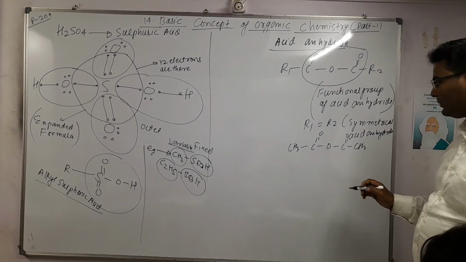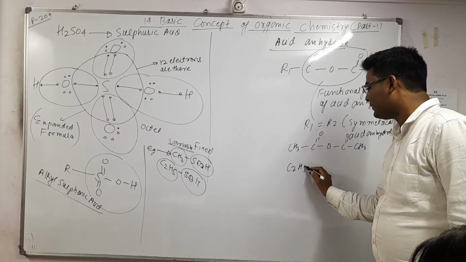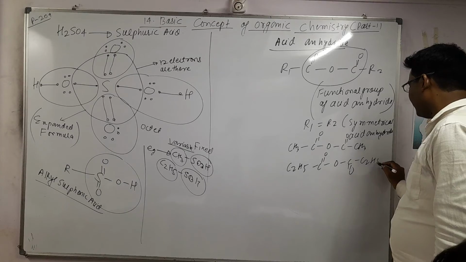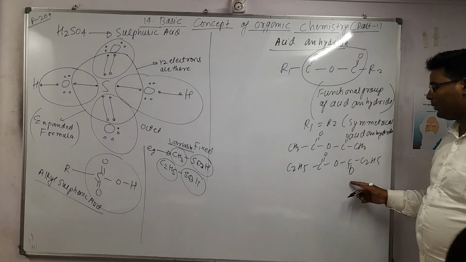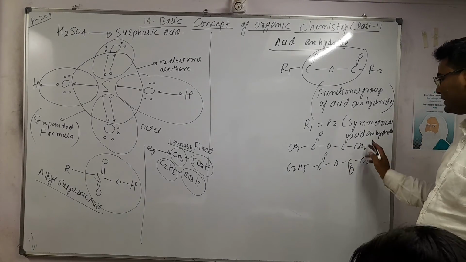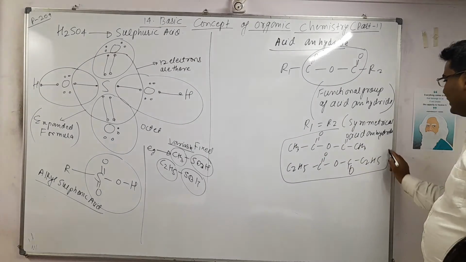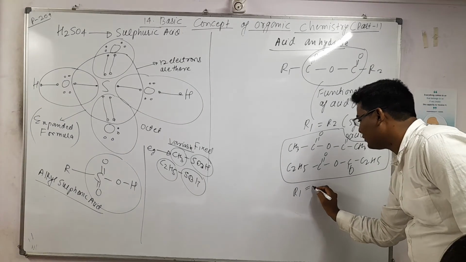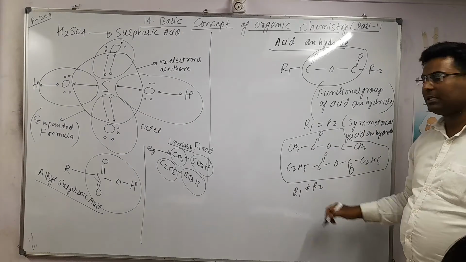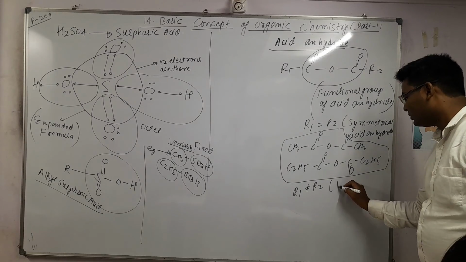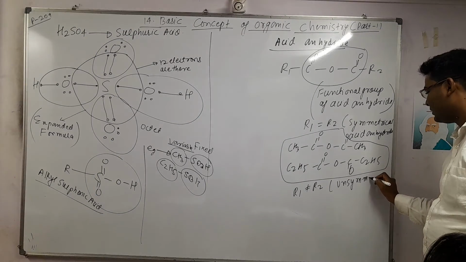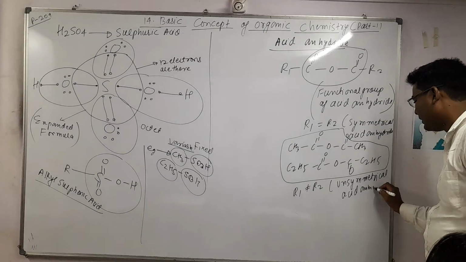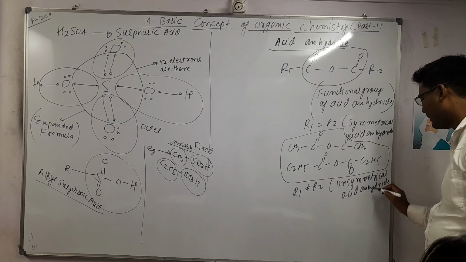Next example may be C2H5, C double bond O, O, C double bond O, C2H5. This bond can be up or down, right? So this is the example for symmetrical acid anhydride. Next example is when R1 is not equal to R2. This is the sign for not equal. So this will be your unsymmetrical acid anhydride, right?